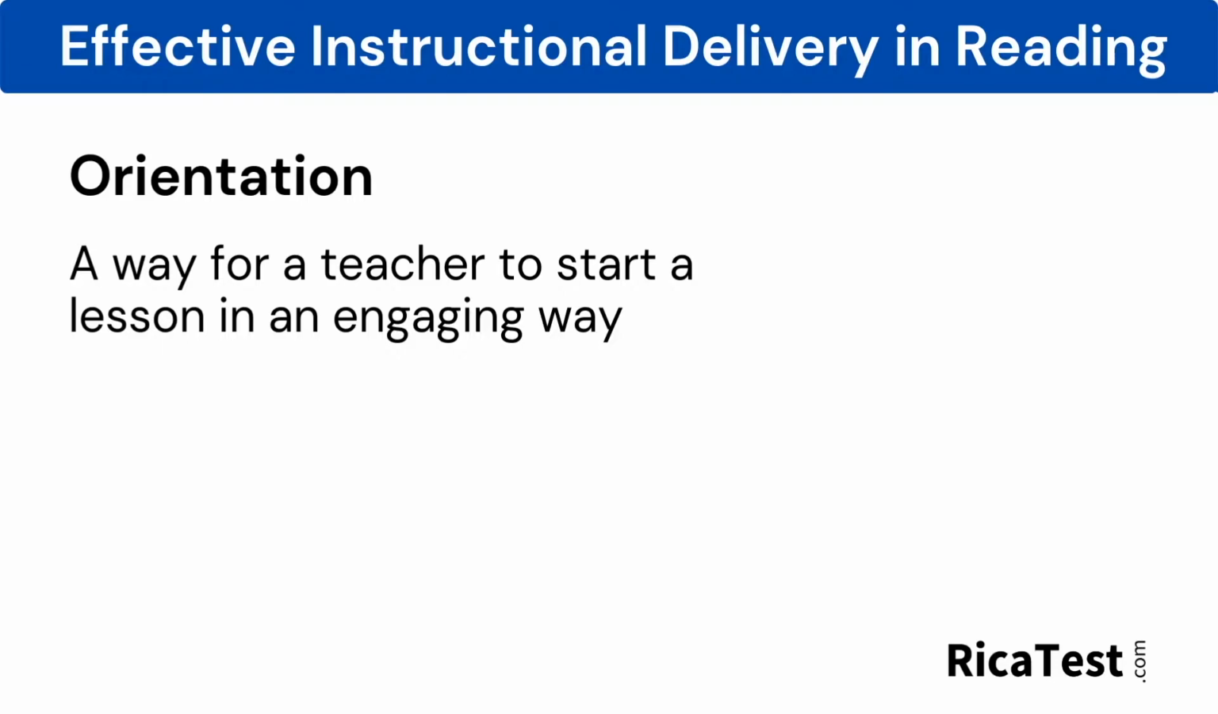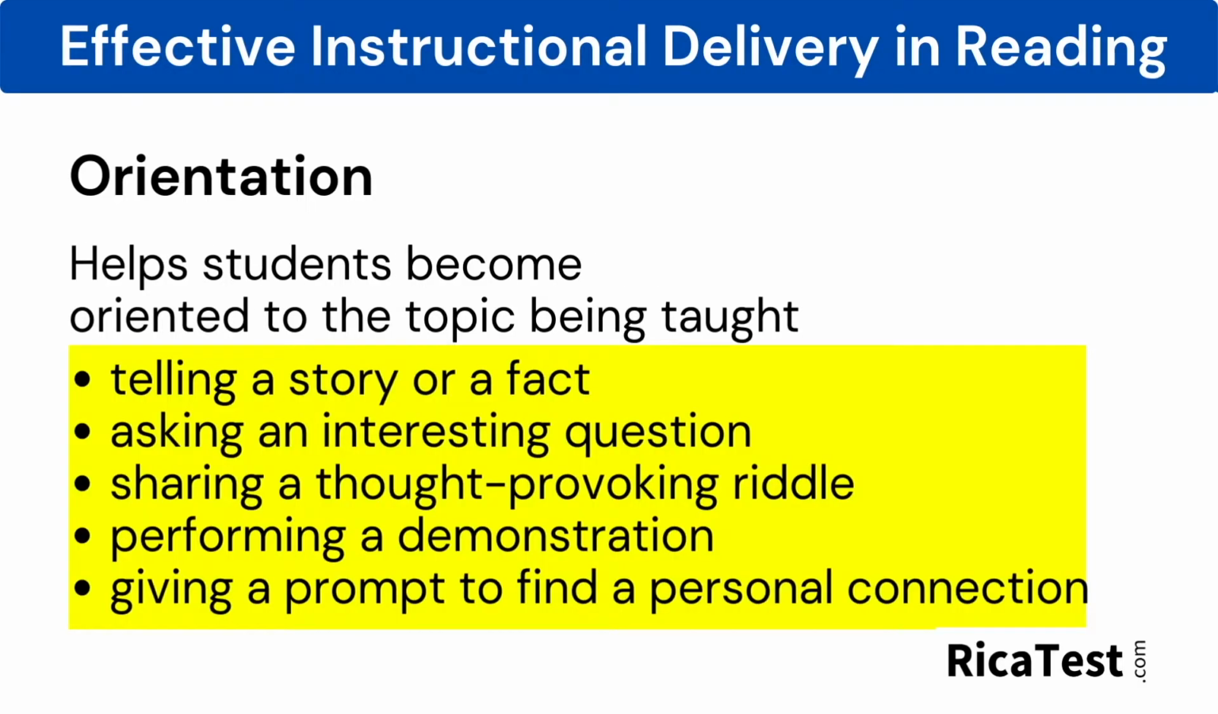The first stage is orientation, and this is a way for a teacher to start a lesson in an engaging way. Effective methods include telling a story, asking an interesting question, sharing a thought provoking riddle, performing a demonstration, telling a fact, or writing something that engages the students. This may also be time for the teacher to give a prompt where the students can find and or share a connection they have personally experienced with the topic at hand.